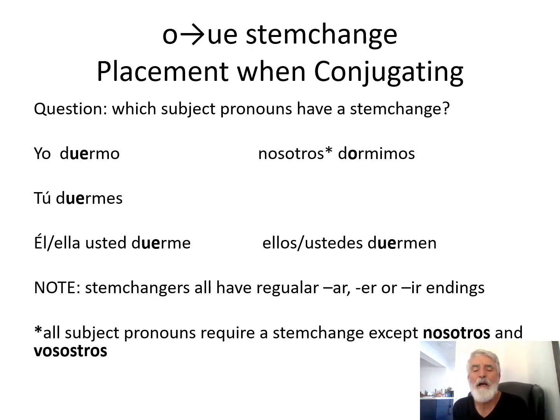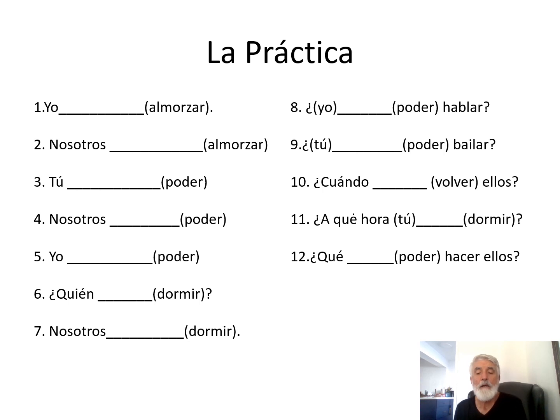Finally, let's look at the other plural subject pronoun, ellos, they, or ustedes, you all. There is a stem change, so it's duermen. Duermen, they sleep, or ustedes duermen, you all sleep. With all of this in mind, let's go ahead and do some present tense conjugations of some O to UE stem changing verbs.